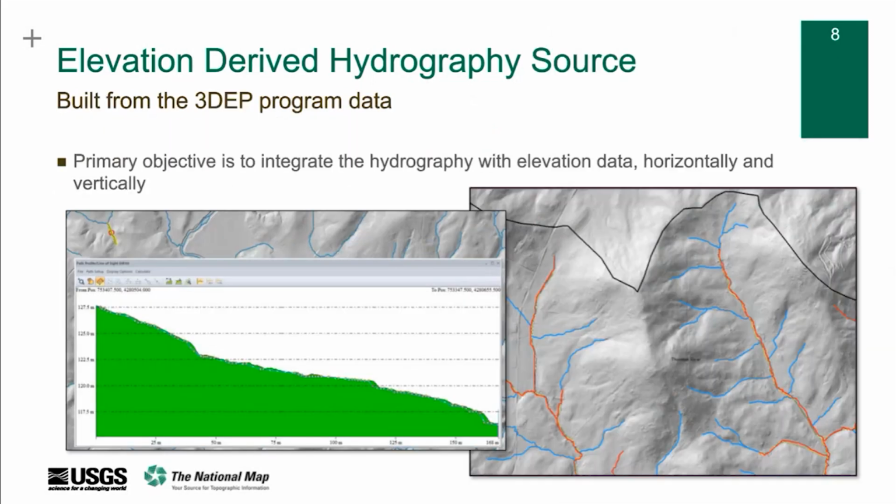So the EDH specifications are really designed to make sure that our elevation and our hydrography are well integrated, both horizontally and vertically. So every vertex on a stream network has the z-value. The z-value is at or below the elevation surface, and it's downstream monotonic. And all of our streams are also horizontally placed so that they're within a channel on the surface. So those are the primary objectives of the specifications and the requirements that we've built into that specification.